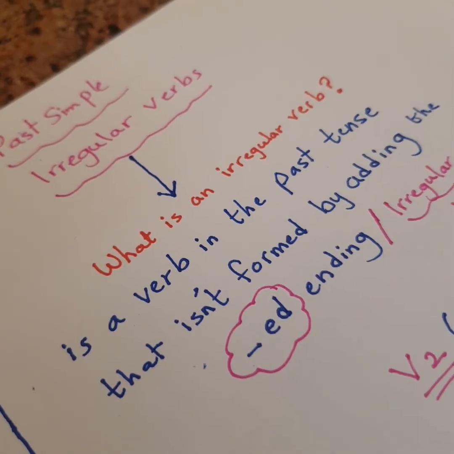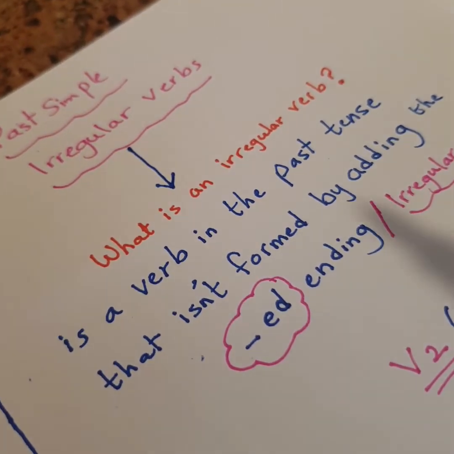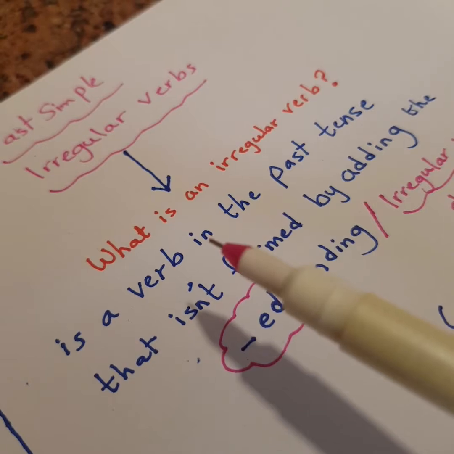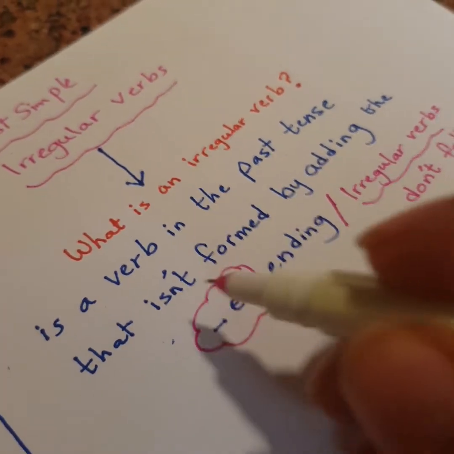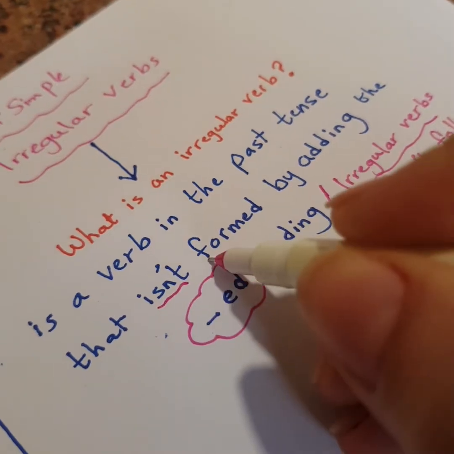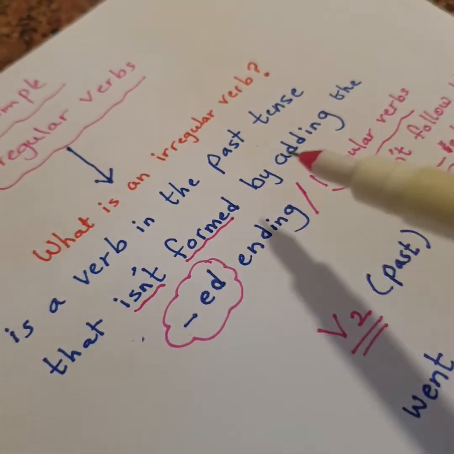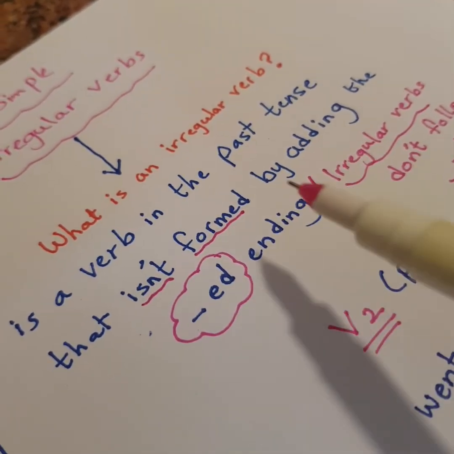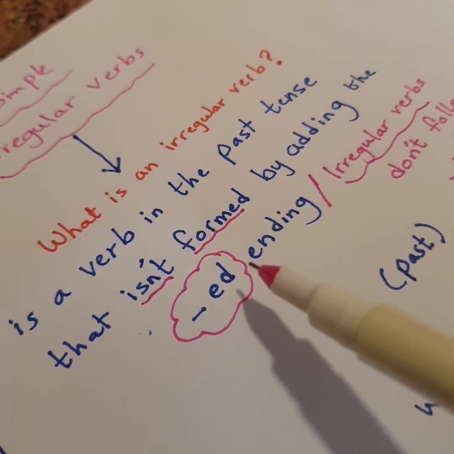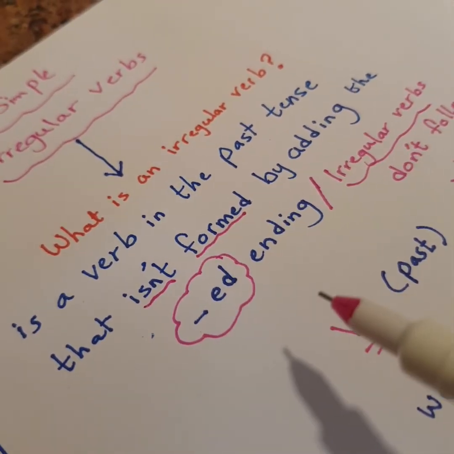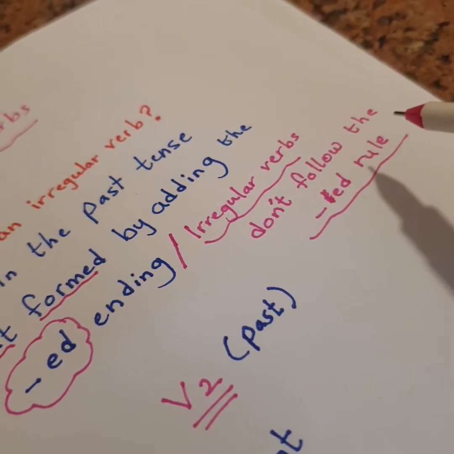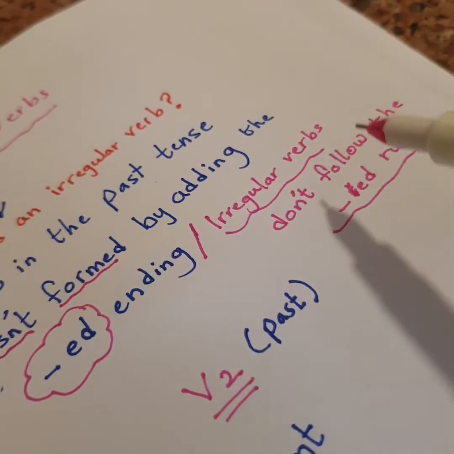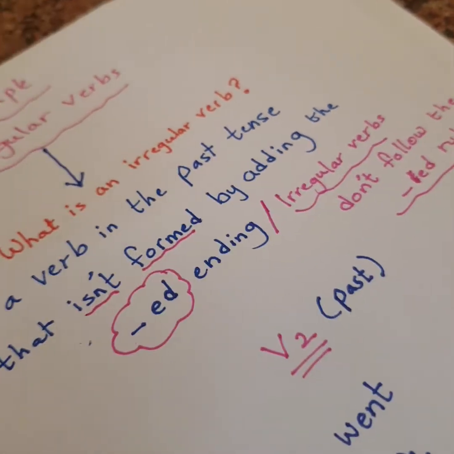The irregular verb is a verb in the past tense that isn't formed by adding the ed ending. We don't add the ed. So irregular verbs don't follow the ed rule.